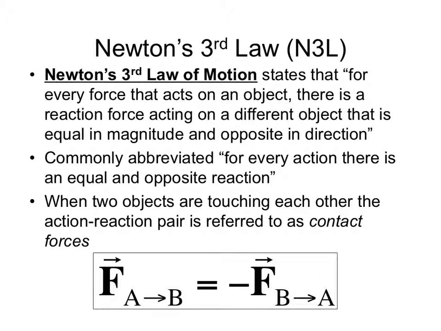People oftentimes call it the action-reaction law. Take, for example, a rocket ship. If you've got a rocket ship and at the bottom you've got gases that are expelled in that direction, creating a force in that direction, there is an equal force applied to the rocket by the gases, propelling it forward. So for every force that is applied to an object, there's an equal but opposite force, equal in magnitude, opposite in direction, that is also applied.